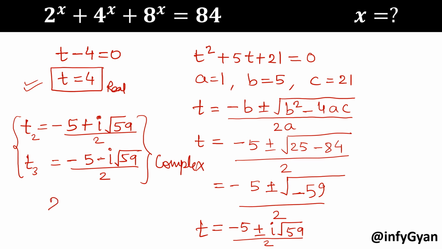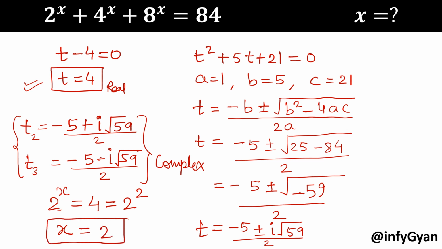So 2 raised to the power x, we presumed as t. So let us substitute again, t is equal to 2 raised to the power x equal to 4. That means 2 raised to the power x equals 2 raised to the power 2, so x will be equal to 2. So our answer is x equal to 2. You can check that value. Let us check that value.